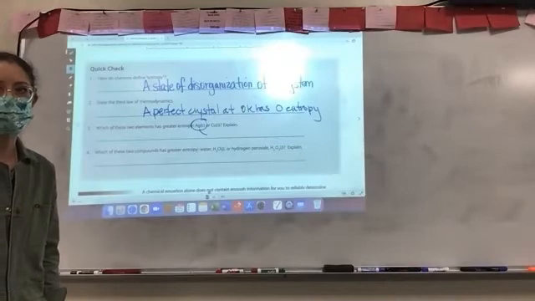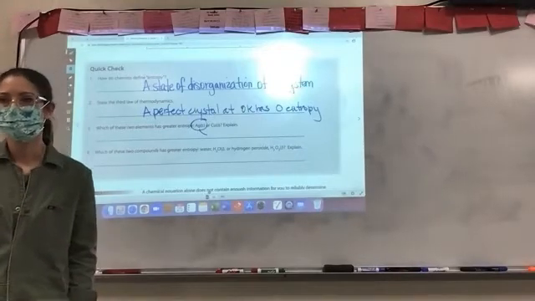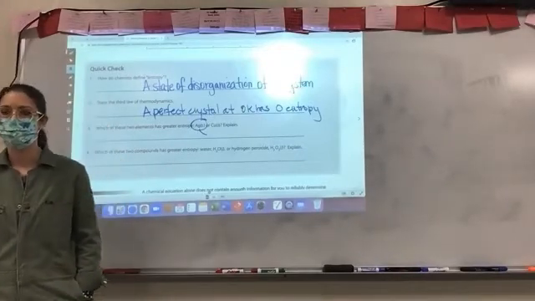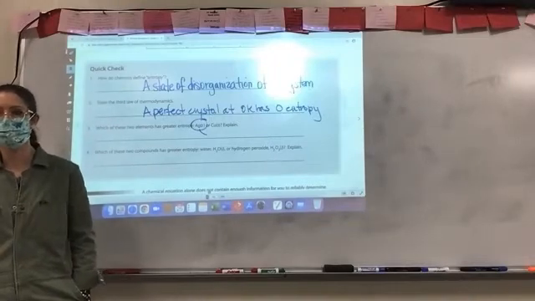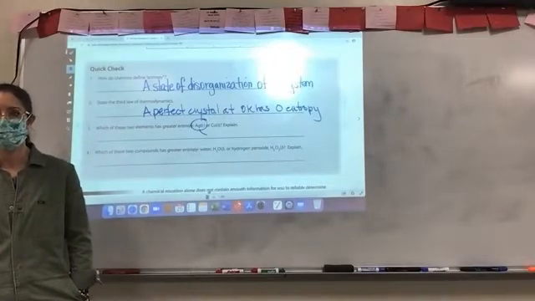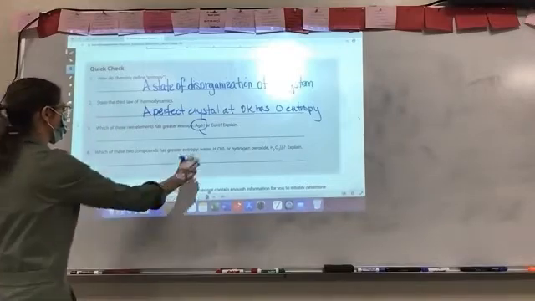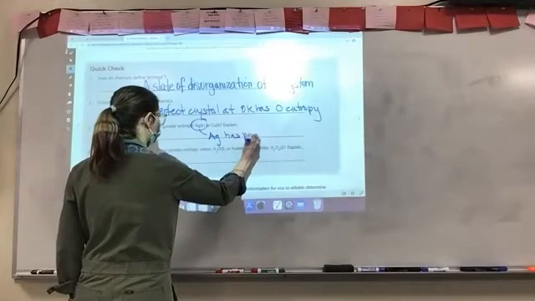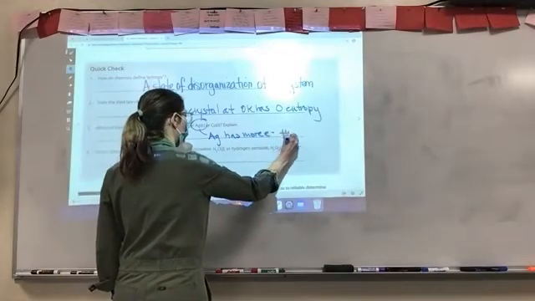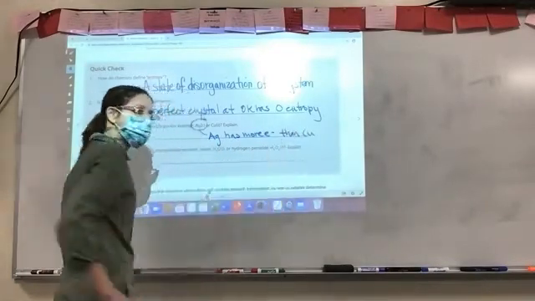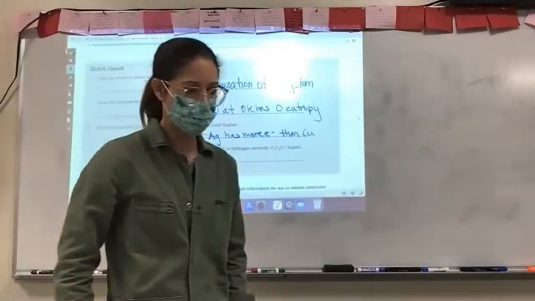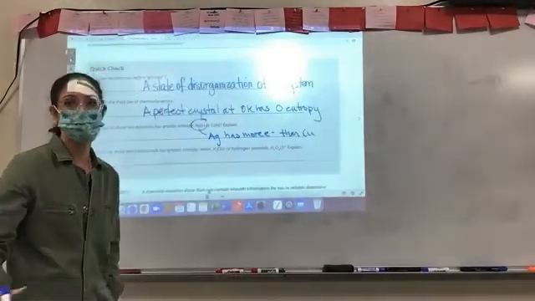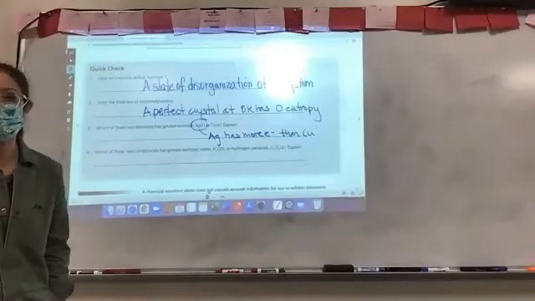What subatomic particle is outside the nucleus? Two of them are inside the nucleus, one is outside. Electrons. So silver has more electrons than copper. So that means that there are more positions those electrons could occupy, and that would lead to an increase in entropy.